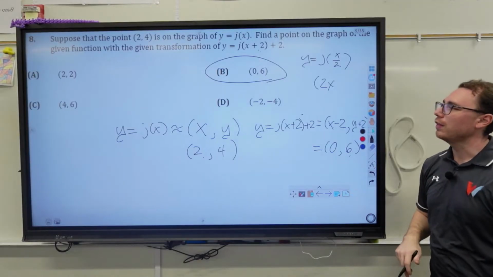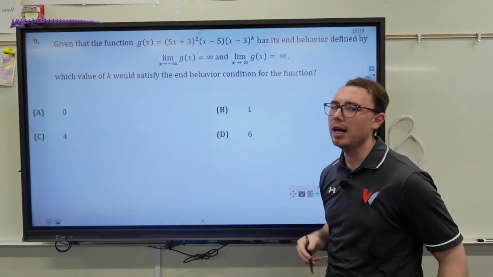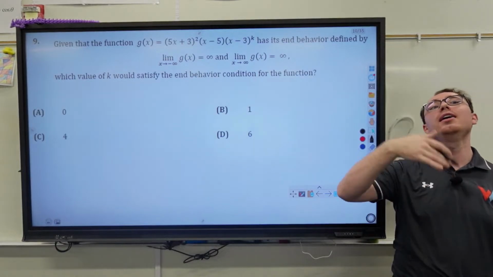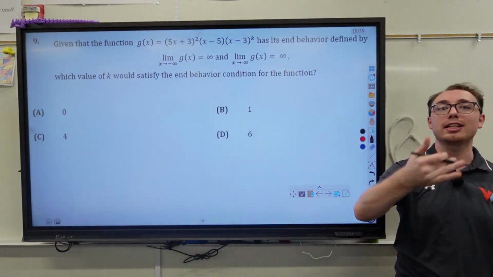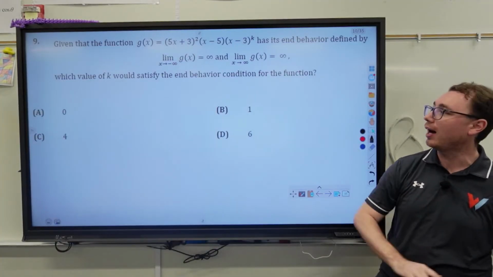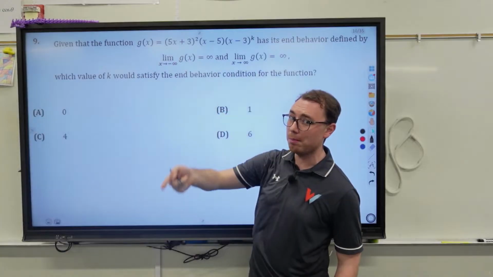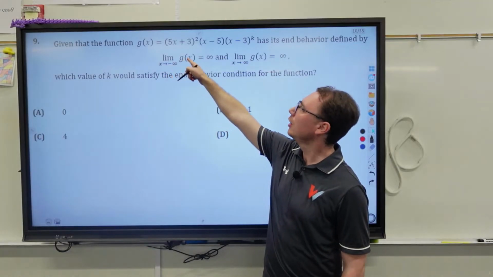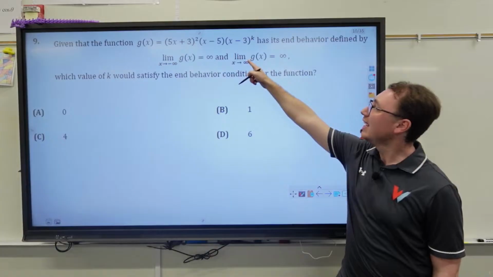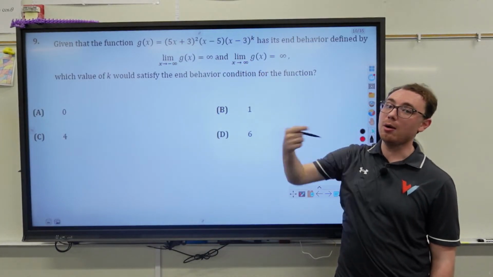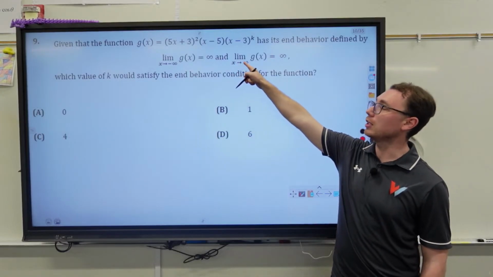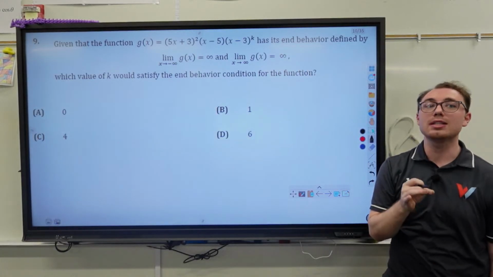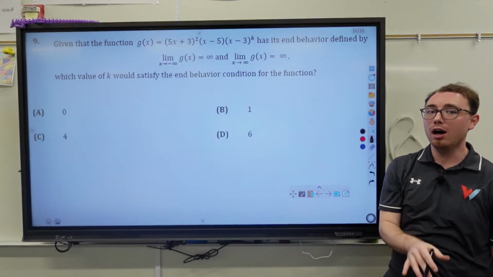Dope. For this, we're now going to take a look at problem 9. For problem 9, we're given that the function g of x is equal to 5x plus 3x squared times x minus 5 times x minus 3 to the k power, has an end behavior defined by: as x increases without bound in the negative direction, this is a long way to say as x increases to negative infinity, g of x increases to infinity. However, when x increases without bound in the positive direction, when x increases to infinity, g of x increases to infinity. What value of k would satisfy the end behavior condition of this function?